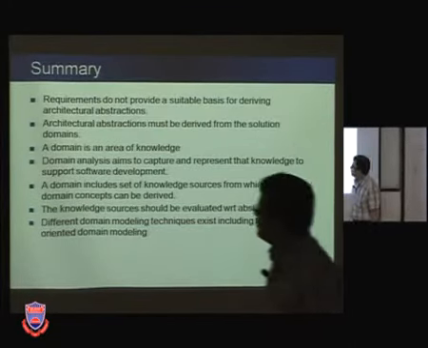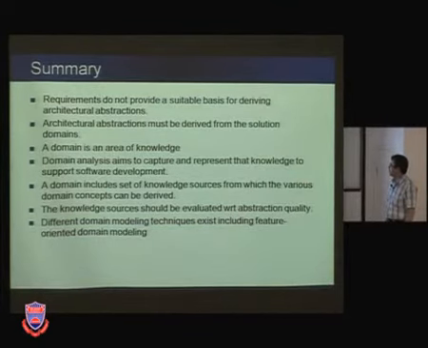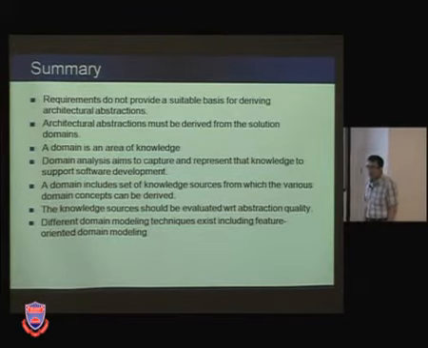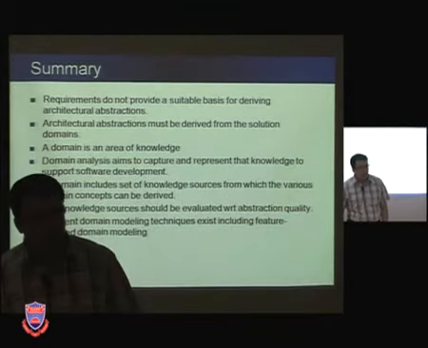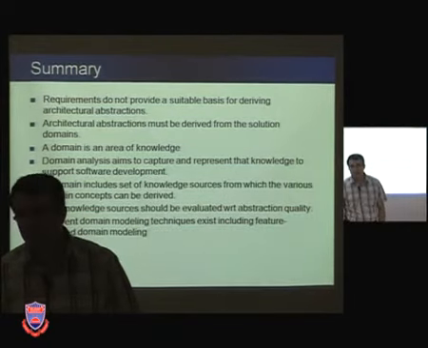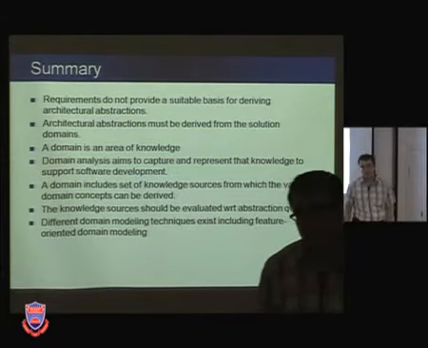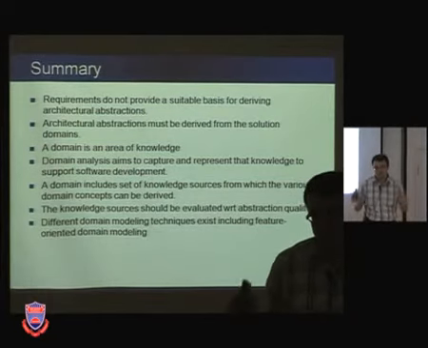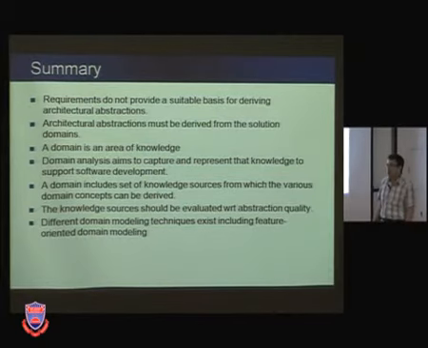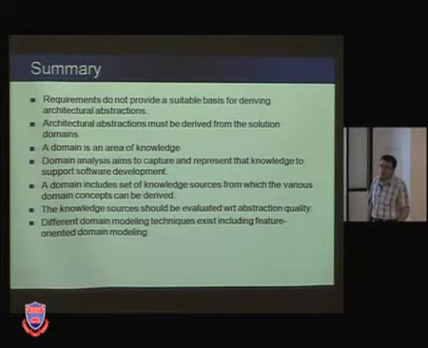Summary. Requirements do not provide a suitable basis for deriving architectural abstractions. Architectural requirements, as we have seen, is a very important process. You should identify the stakeholders and derive the stakeholder concerns. If you would miss one of these concerns, you would not have the right architectural boundaries. So it is important, but it's very difficult to derive the architecture from the requirements.